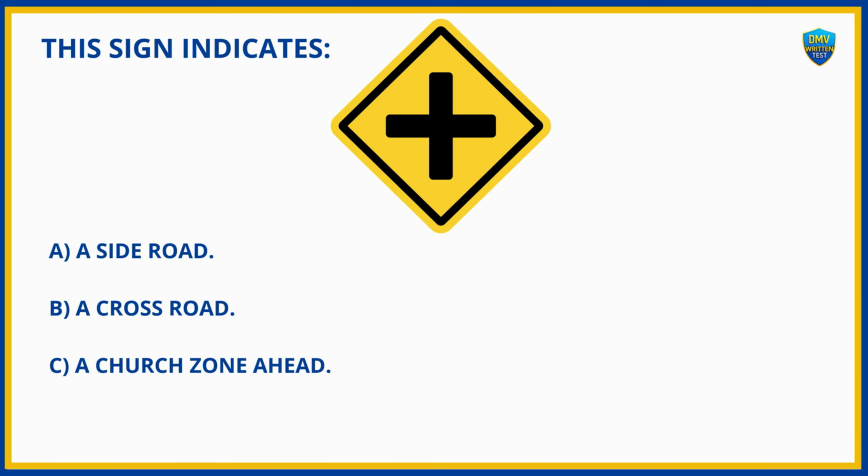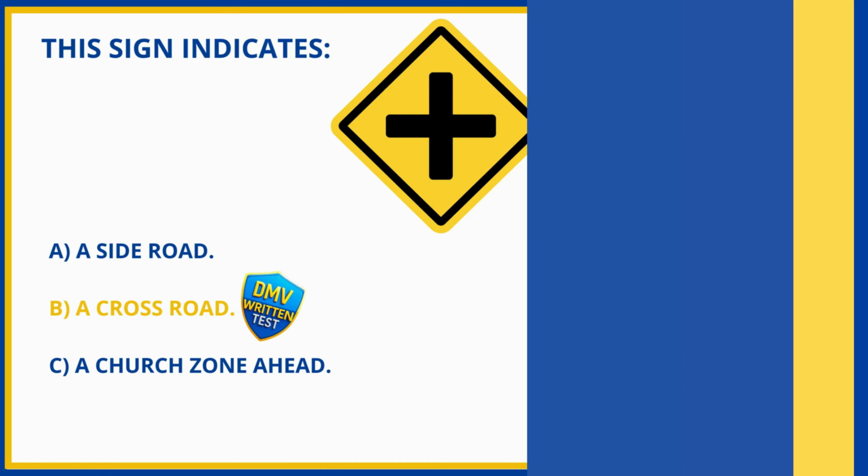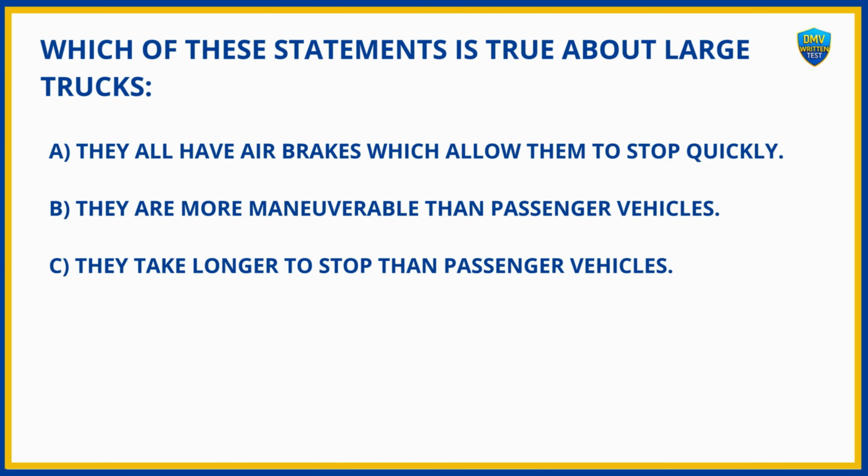This sign indicates: A. A side road. B. A crossroad. C. A church zone head. And the answer is B. A crossroad.